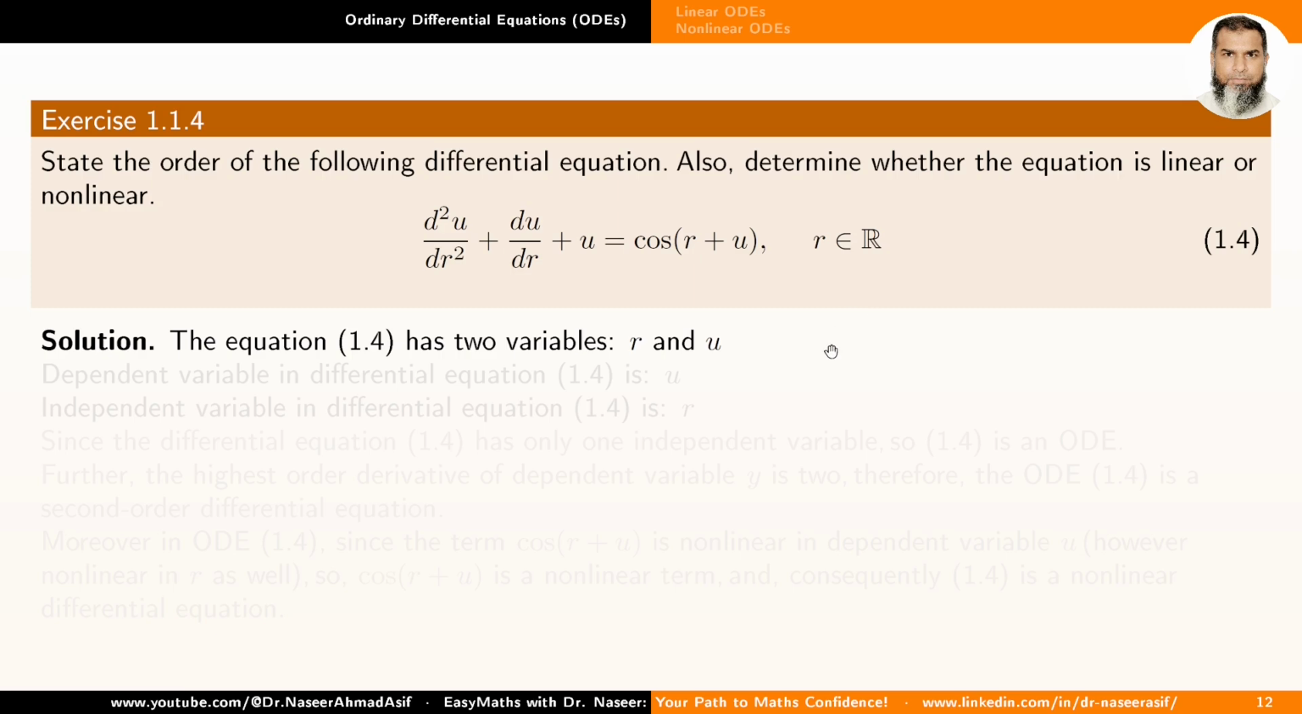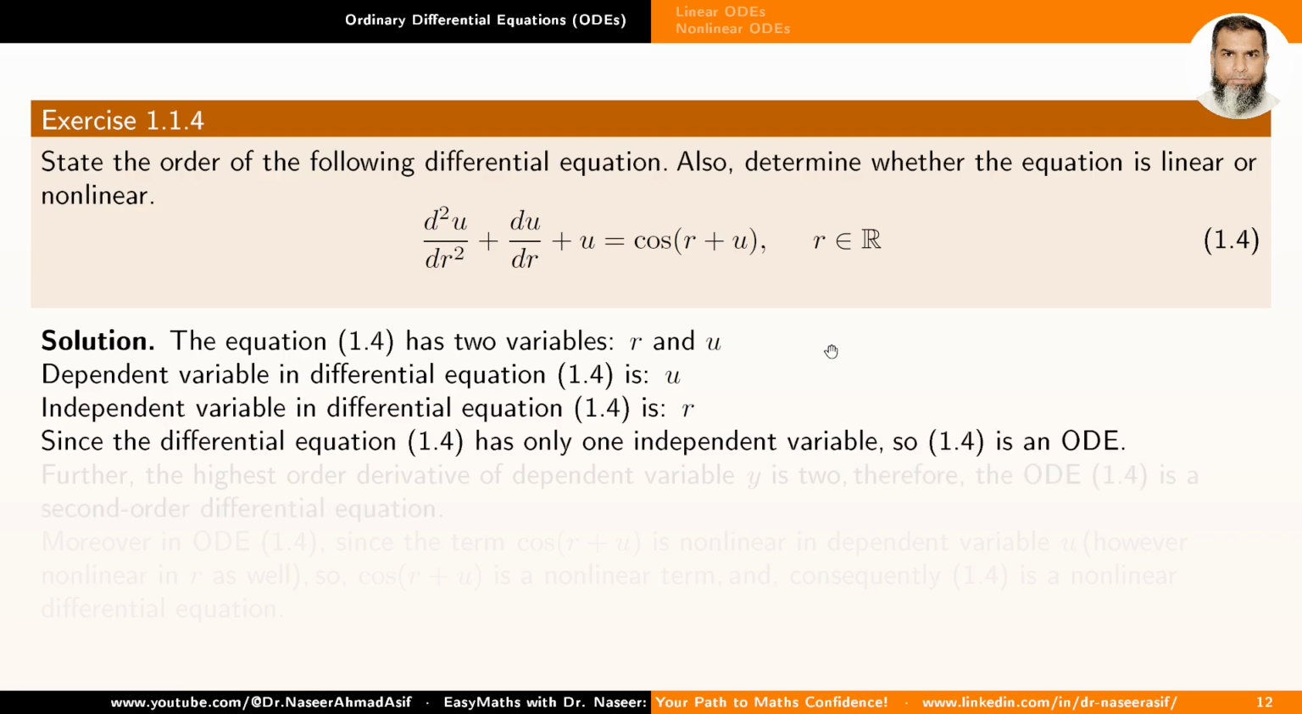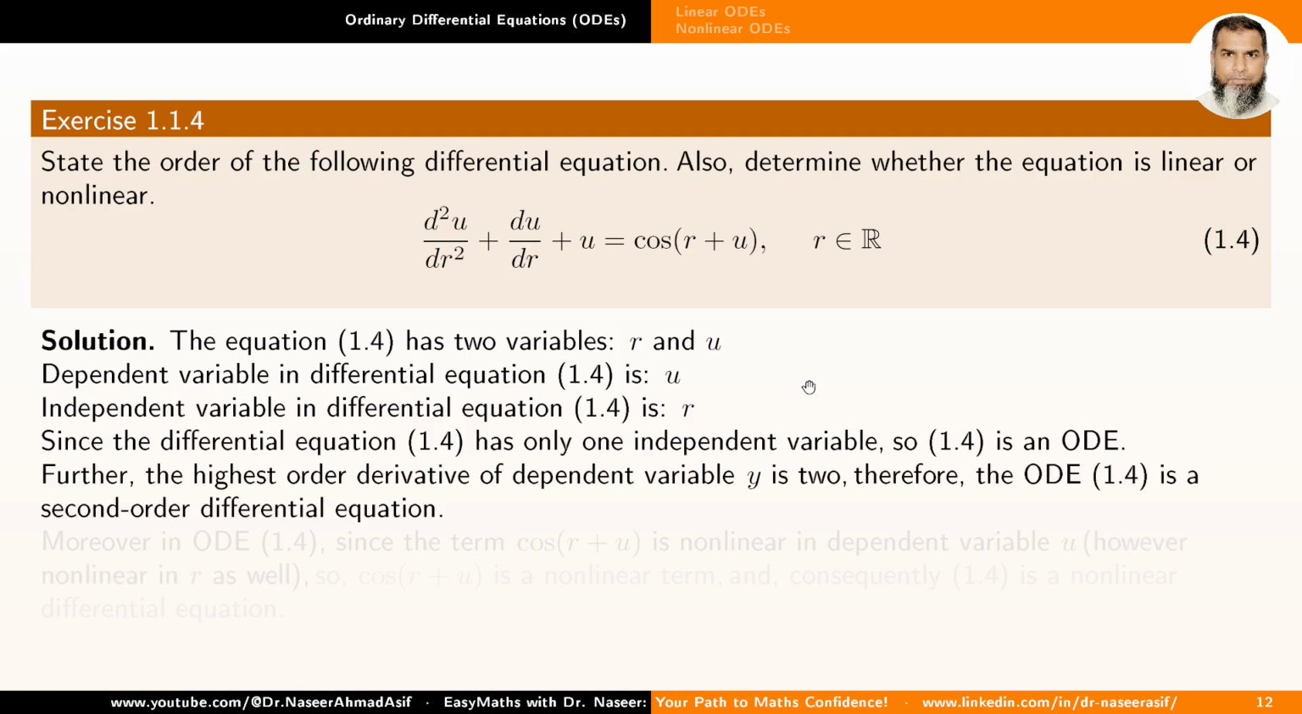The equation 1.4 has two variables r and u. The dependent variable in differential equation 1.4 is u. The independent variable is r. Since the differential equation 1.4 has only one independent variable, 1.4 is an ODE. Here you can see u is the dependent variable, r is the independent variable. Further, the highest order derivative of the dependent variable u is 2. Therefore, ODE 1.4 is a second order differential equation.